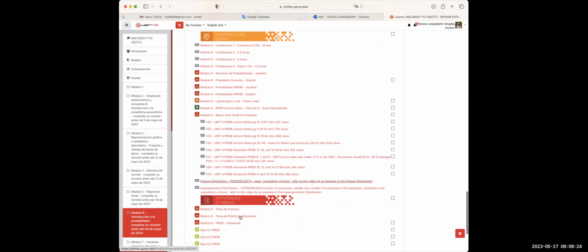And then I have some problems with Poisson and hypergeometric, and I give you the Excel code or Excel formula for solving those. The matter is identifying which you have. If you have a binomial, a Poisson, a hypergeometric, and then identifying the parameters for it.